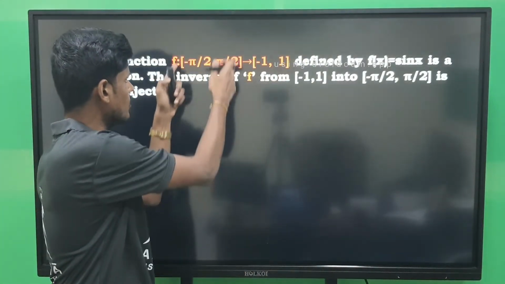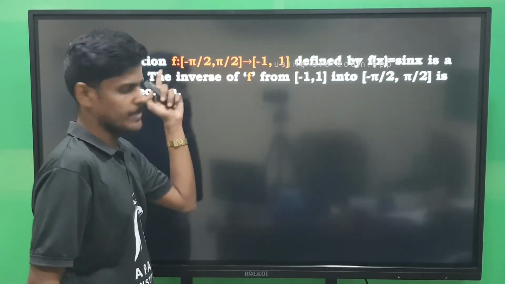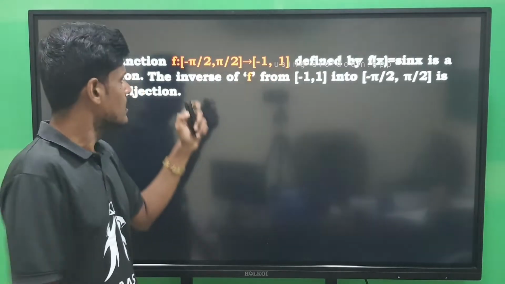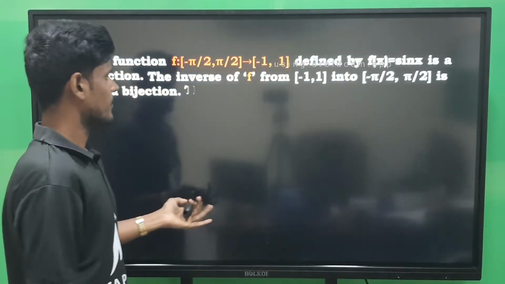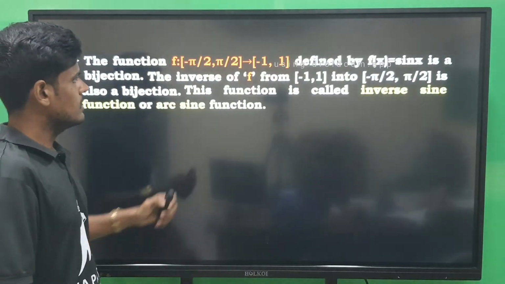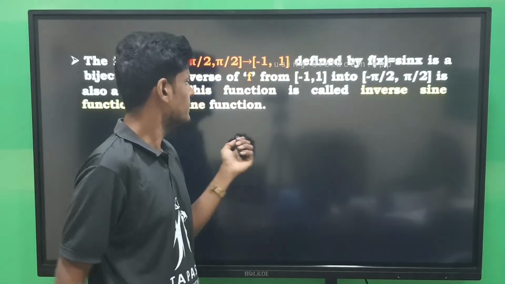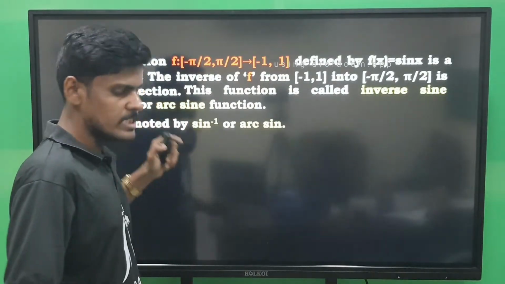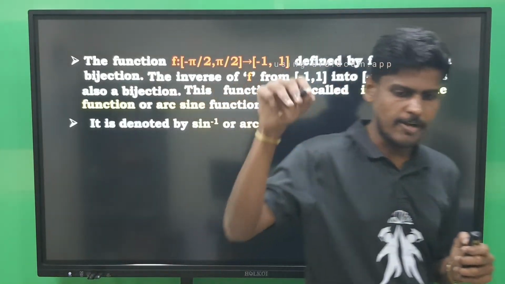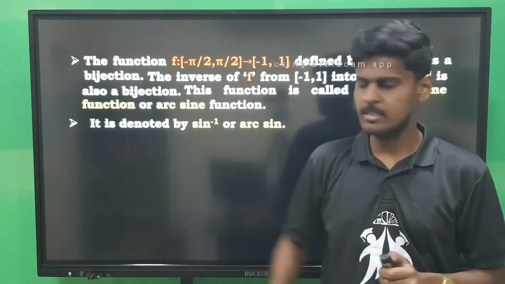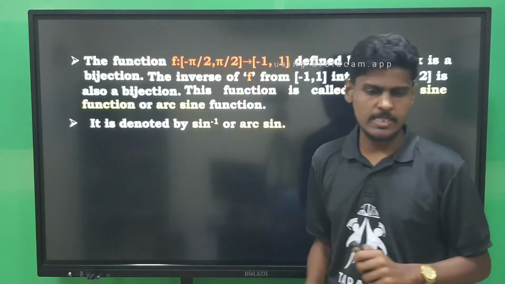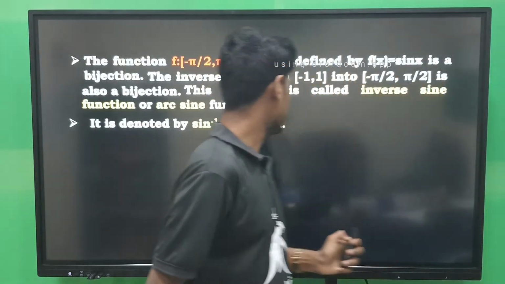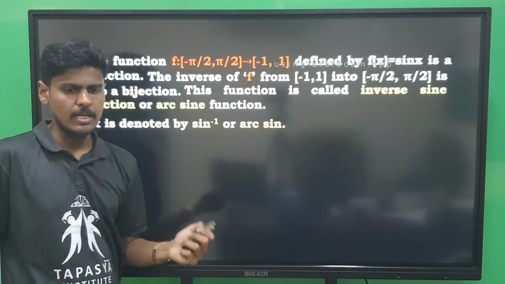So we will take the interval domain between minus pi by 2 to pi by 2. This is the principal value branch of trigonometric function, and minus 1 to 1 is the range. This becomes the codomain. Inverse is just replace B set and A set. And remember always, this inverse trigonometric function is represented by function raised to minus 1, that is inverse notation, or we can also write arc sine, arc cos. This means arc sine, that means it is sine inverse, that is the meaning of it. This is denoted by sine inverse or arc sine.